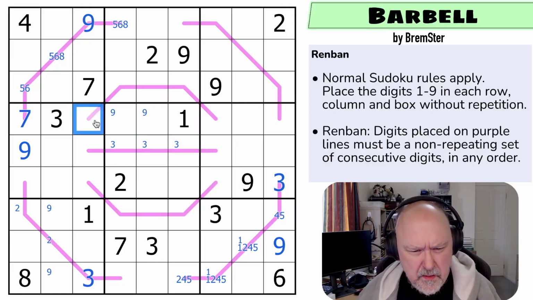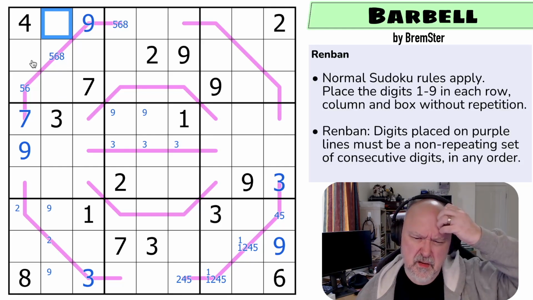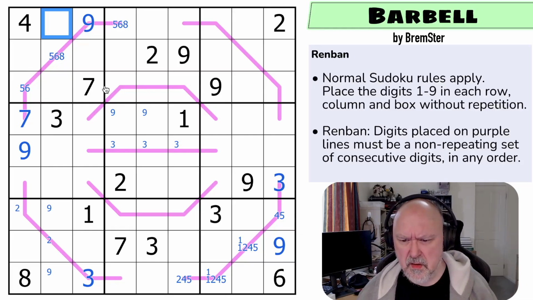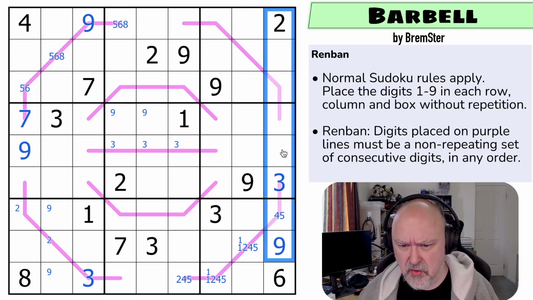Well, 1 is in one of those 3. 1, well, hang on. This digit is one of those 3. But 1 and 2. 1 can't go there, 2 can't go there. 1 in this column is here or here, because I can't put 1 on this line, because if I put 1 on this line, I need to put 2 on that line, and I can't. So 1 in this column is here or here.